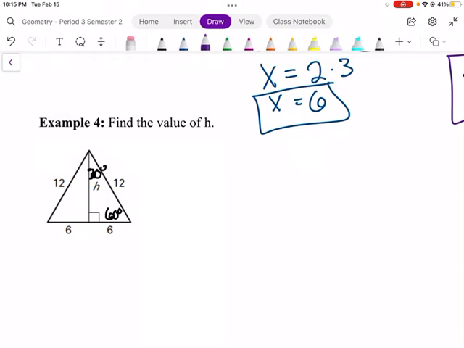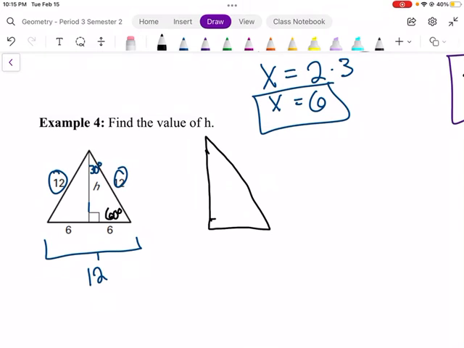For example 4, we are going to be finding the value of h. And this is an equilateral triangle on the outside, and you can tell that because all of the side lengths together are 12. So that makes this the altitude, which means it cut that angle in half, making it 30 and our 60. This allows us to do our special right triangles. Remember, you do want to be careful to make sure you're labeling the longer leg and the shorter leg correctly so you don't get confused about which one is which.